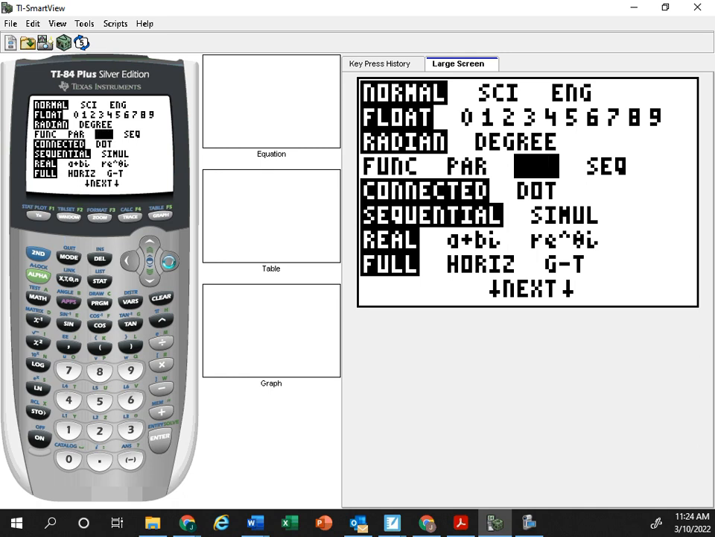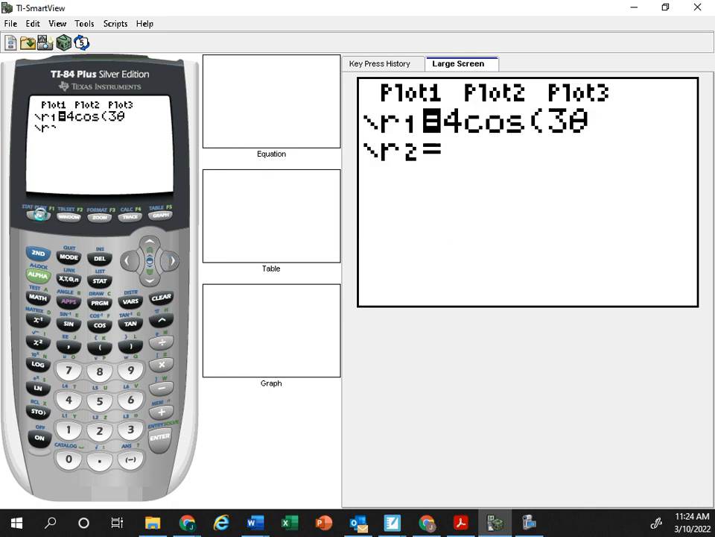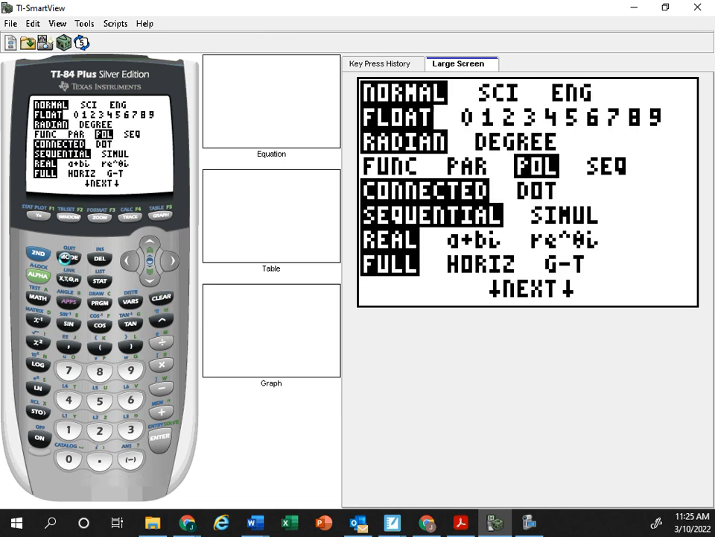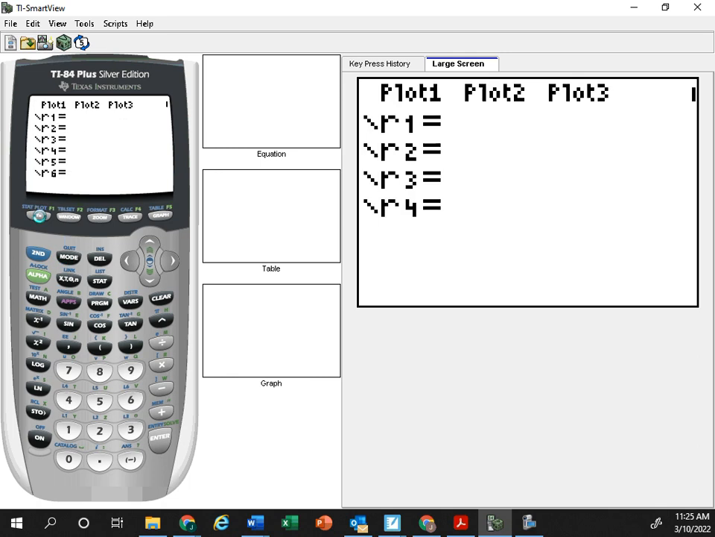Okay. Then when you go to y equals, it's not a y equals anymore. It should be an r equals. Whoa. And if you push x, you don't get x, you get theta. Okay, go to mode. Radian, polar. Okay, then go to y equals. Yeah, that's it. And then you can graph.